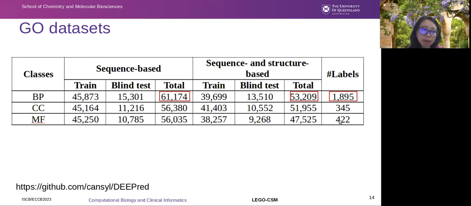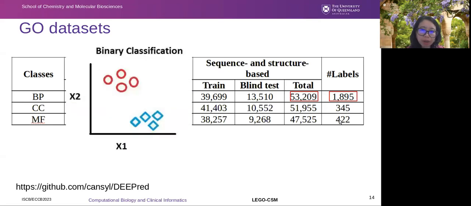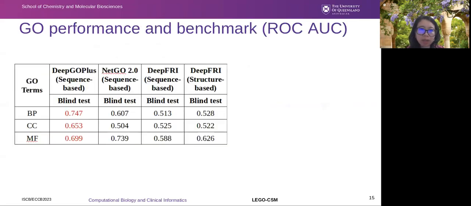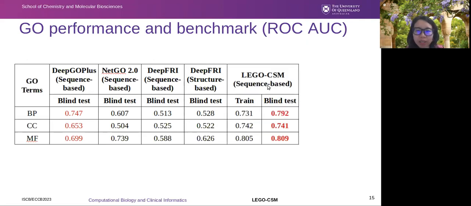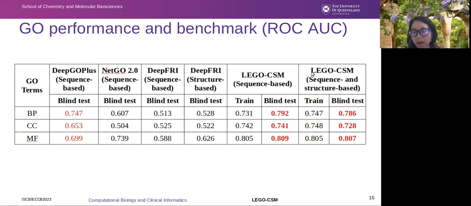Now let's look at the performance. Before that, we use binary classification for the prediction. This is the benchmark of those state-of-the-art methods, and DeepGO Plus outperforms all of them. Comparing to LEGO-CSM in the sequence base, LEGO-CSM outperforms DeepGO Plus. The same for sequence and structure base, it outperforms DeepGO Plus.